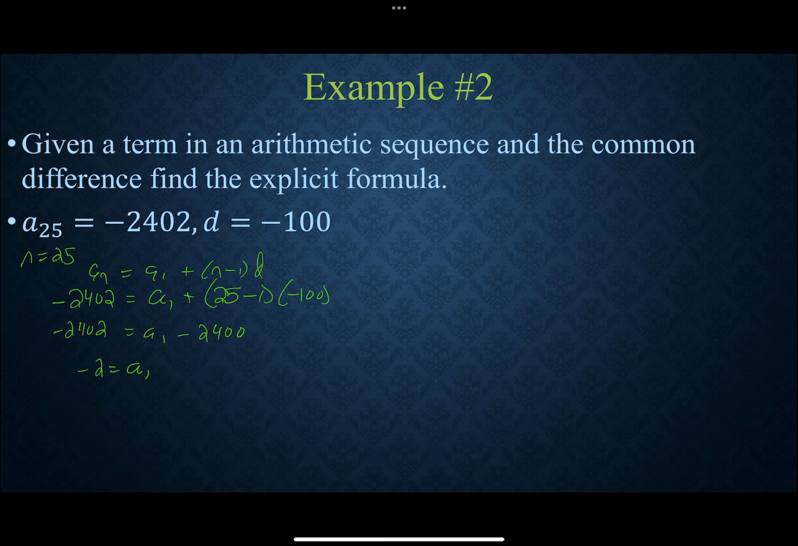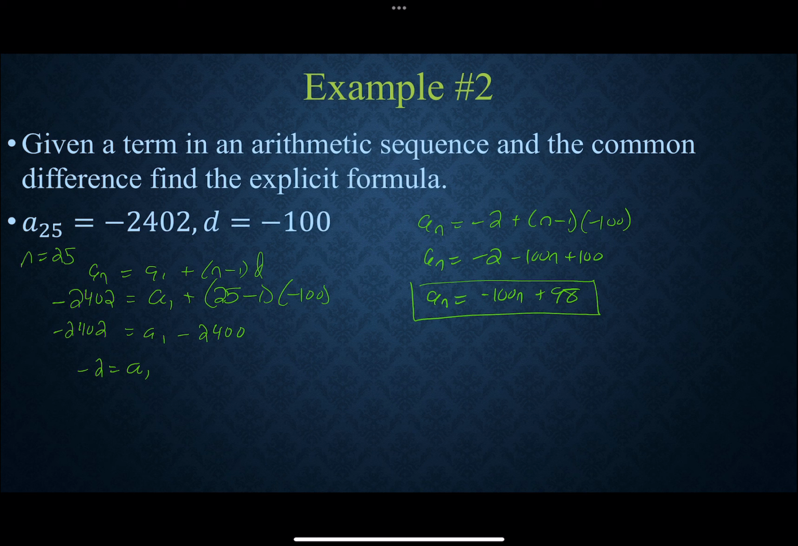Awesome. So if a1 is negative 2, we can now go back to our formula. We now leave an and n alone and fill in all the other stuff, because the an and the n are essentially the x and y's of the problem, and we need to write our equation based on that information. So we get negative 2 minus 100n plus 100. So our explicit formula would be negative 100n plus 98. And if we wanted to predict another term in the sequence, we would then just fill in the value for n and see what's happening.